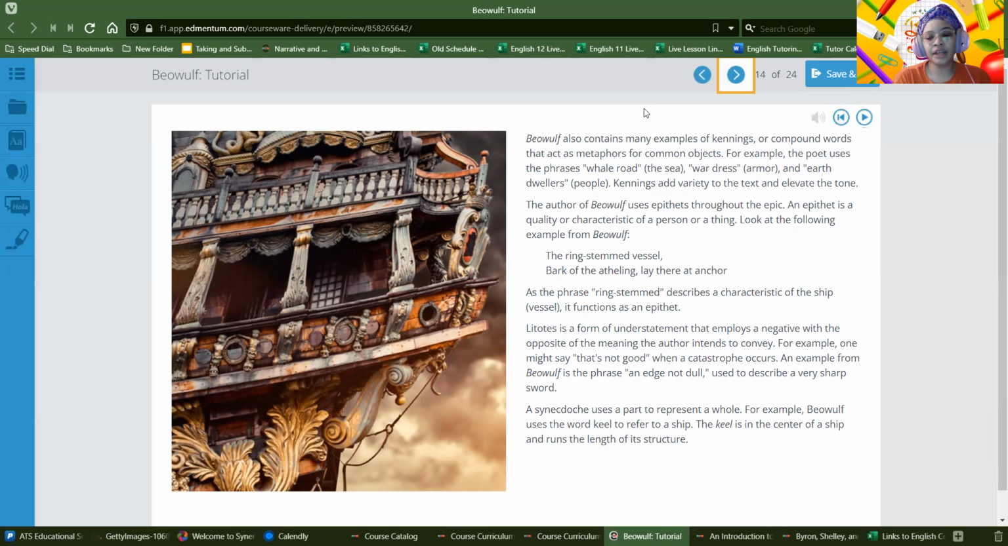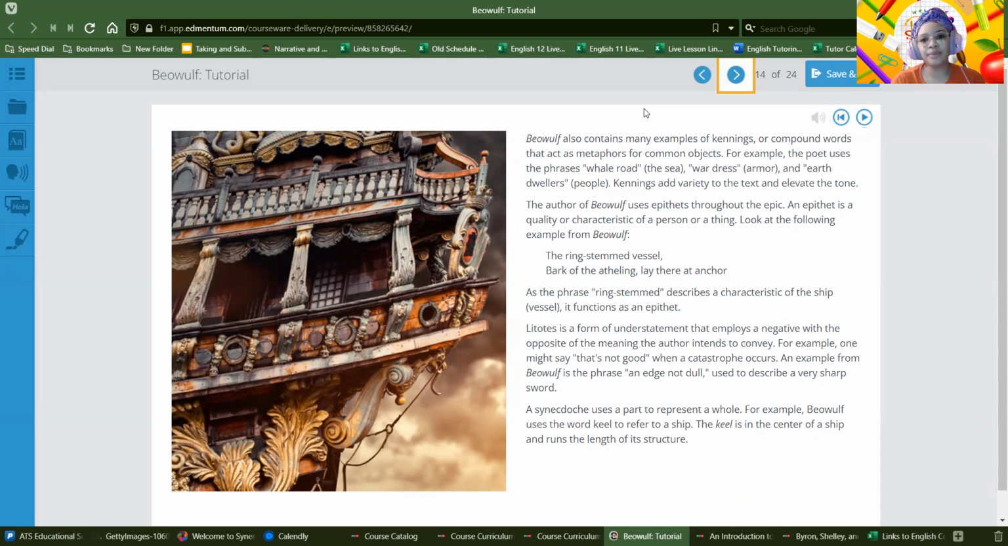The other example they give you is war dress. It's armor. We know what armor is. We refer to armor all the time, especially in games and movies. But war dress is just a nice metaphor for it. It is what you dress in for war. So it's technically not wrong. So kennings are just very creative ways to refer to things that people have already heard of.